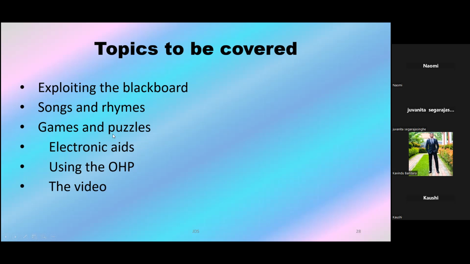Then we move on to electronic aids, under which we will be focusing on the OHP, how to use the OHP and the benefits of using an overhead projector. What are the different activities that can be done using the OHP? Similarly, the video, how we can make use of the video, right? So these are the basic things that we will be focusing on today.